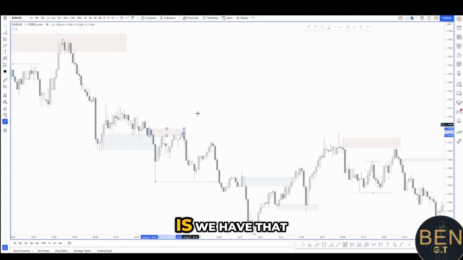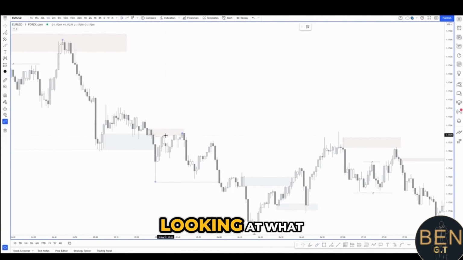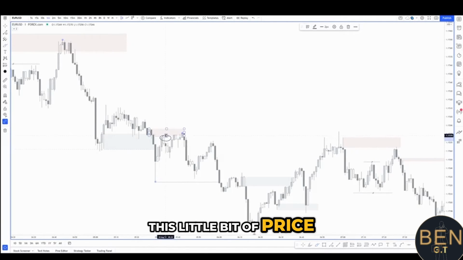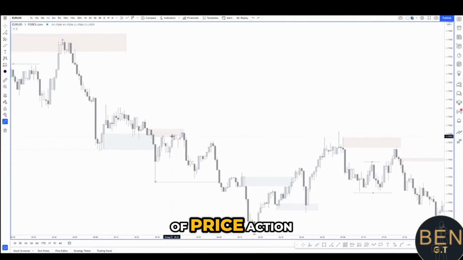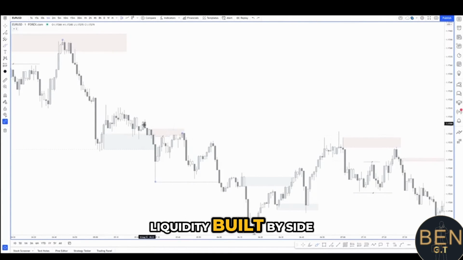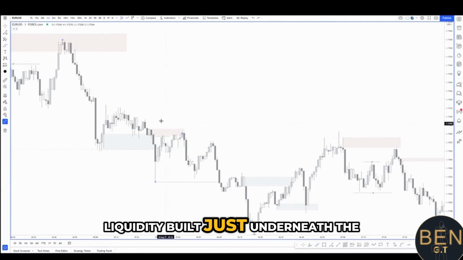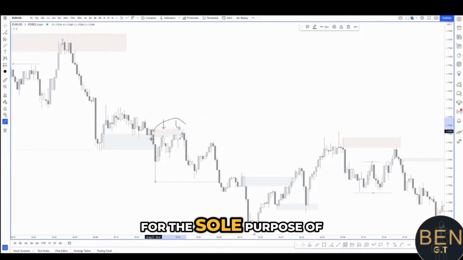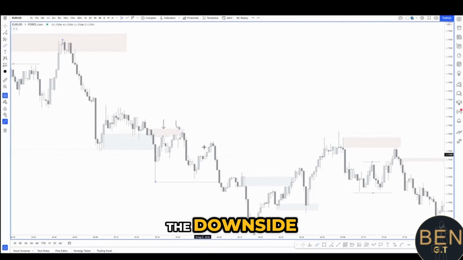And what we can see there is we have that. And again, if we're just looking at what this little bit of price action represents, and even this little bit of price action, this is inducement. This is buy-side liquidity built just underneath the supply zone for the sole purpose of price to tap into that, take the liquidity, and then continue moving to the downside.